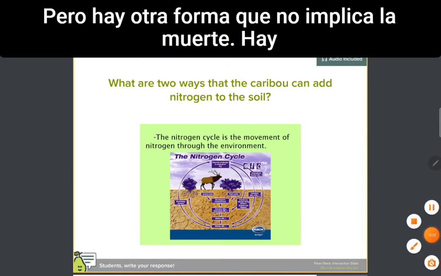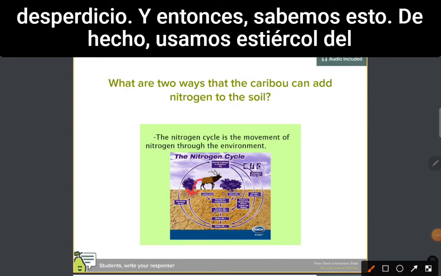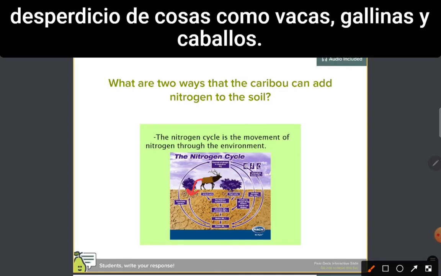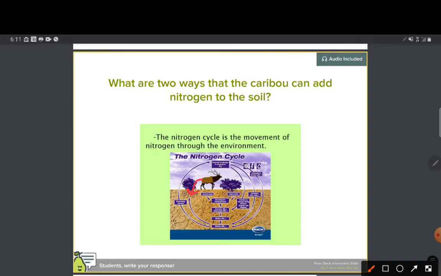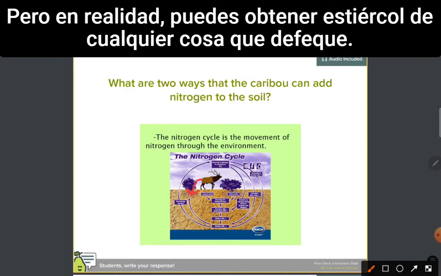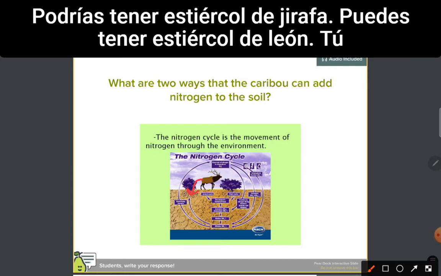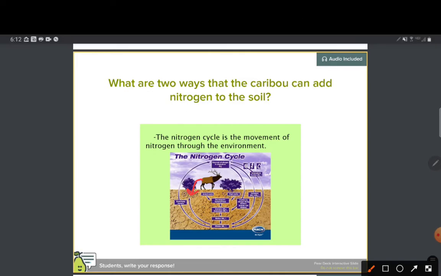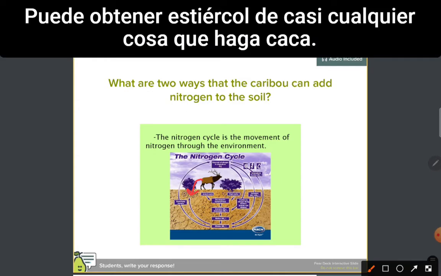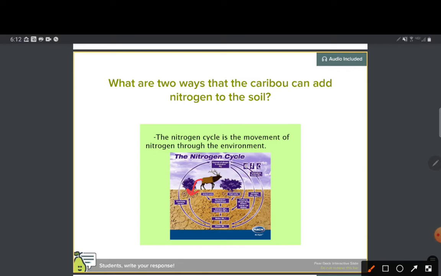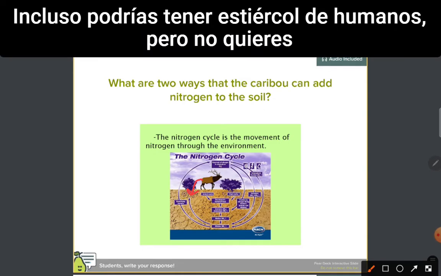But there is another way that doesn't involve death. There's waste. And so we know this. We actually use manure from the waste of things like cows and chickens and horses. But actually, you can get manure from anything that poops. You could have giraffe manure. You could have lion manure. You could have guinea pig manure. You could have manure from almost anything that poops. You could even have manure from humans. But you don't want to do that.